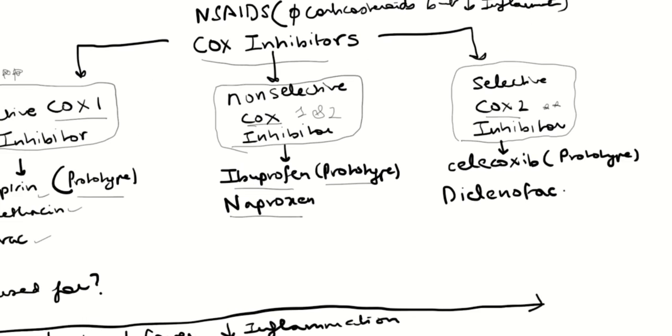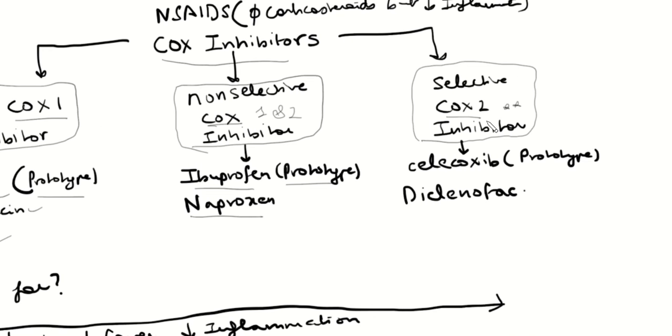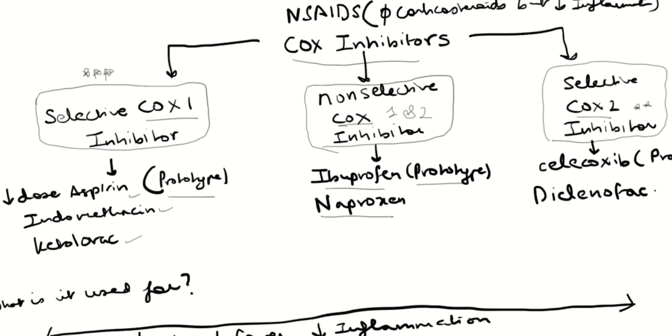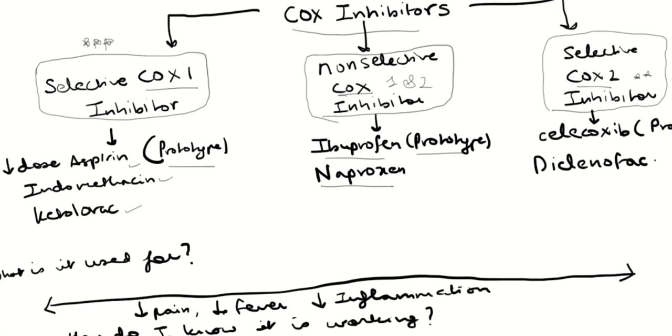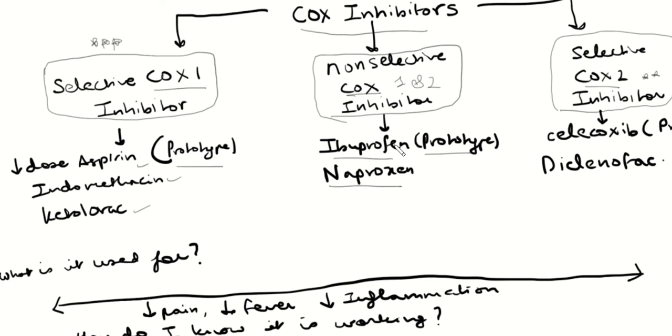Okay, and when it comes to selective Cox-2 inhibitors, celecoxib is the prototype. You have some other drugs in there, such as a common one, Voltaren or diclofenac. So again, these are some of the very common ones, but like I shared with you, you don't have to stop with those. So what are these drugs used for?